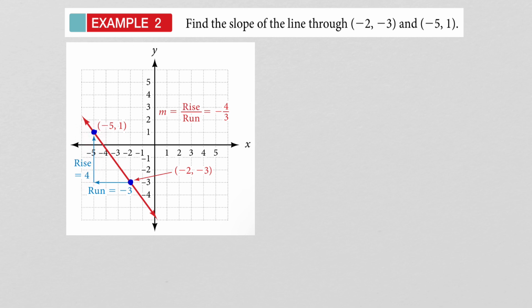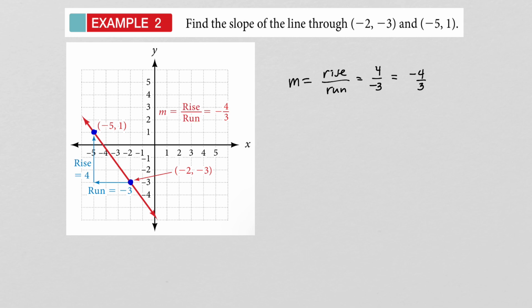Now, in this illustration here, you can see that they are taking this point and they are running to the left 3 units, and so that's why they're calling the run -3. And then they are rising up 4 units, which is why the rise is +4. So if we define the slope using those measurements, the rise divided by the run is going to be 4 divided by -3, which of course can be changed to -4/3.